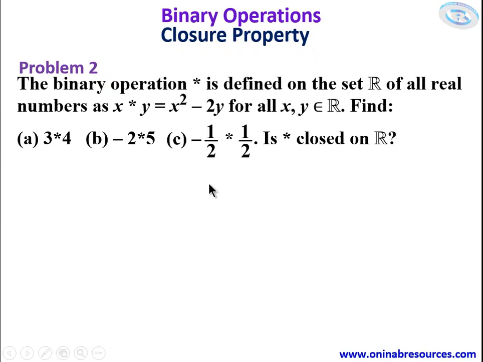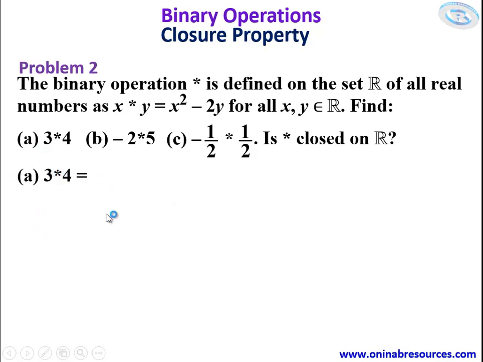The binary operation asterisk is defined on the set R of all real numbers as x operation y is equal to x squared minus 2y for all x, y in R. Find A, 3 operation 4, B, negative 2 operation 5, C, negative half operation half. Is the operation closed on R? Then we start with the A part of the problem.